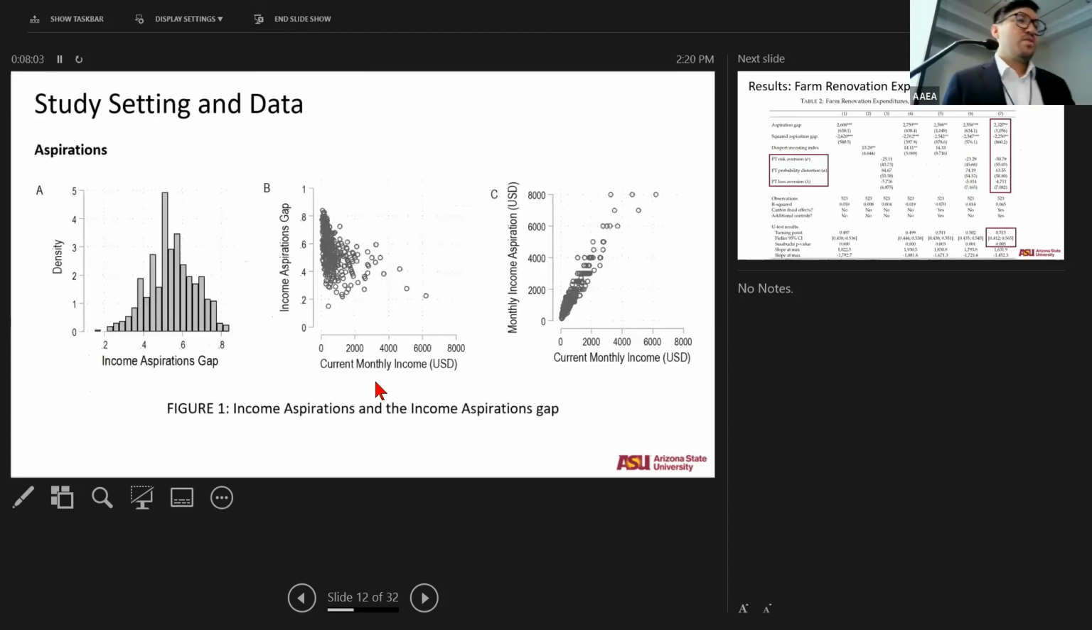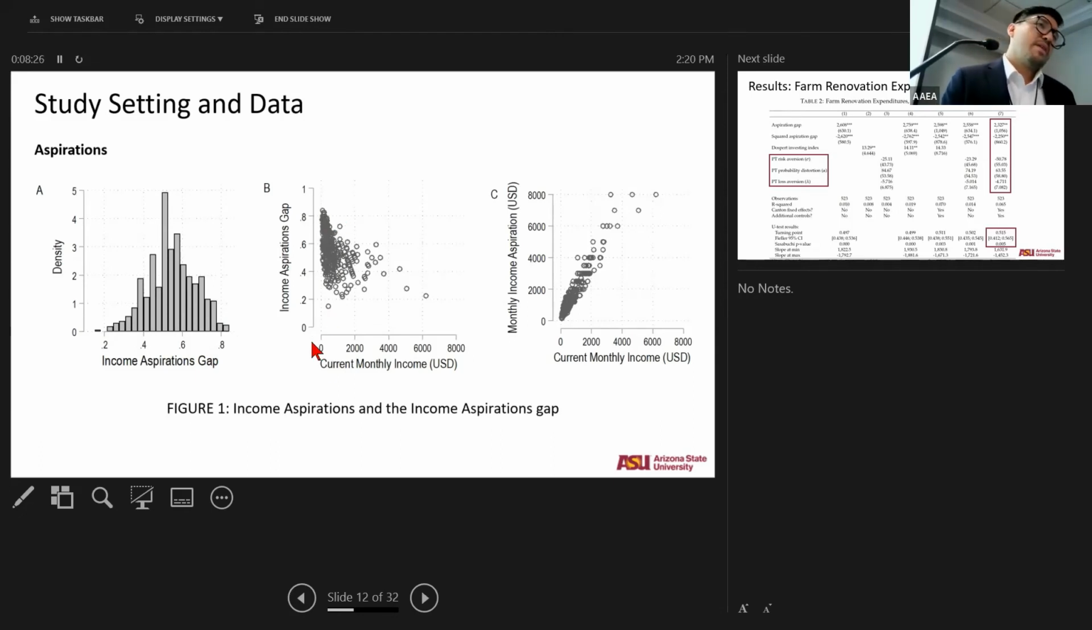Here I'm just showing you some graphic statistics in this case of our aspirations gap. What we found was pretty much very well distributed. And what we also found interesting is that when we plot the aspirations gap against the current monthly income, we see that the aspirations gap tends to be higher for those who have very low income.